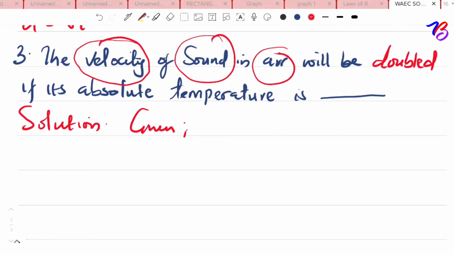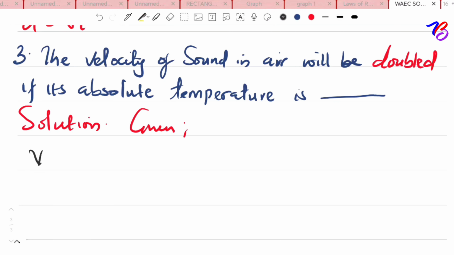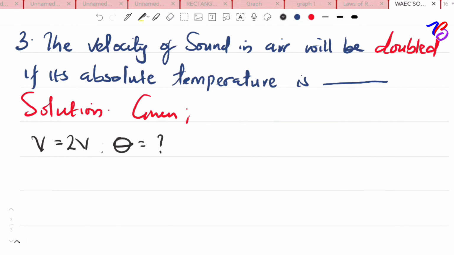Velocity of sound in air will be doubled, but you need to know the initial velocity, which is V. Since it's doubled, you will now say that we have 2V. Is that clear? Then recall that the absolute temperature is given to be theta, and the final temperature is unknown. Are we here? Recall that V is the change in V, and we also have the change in theta, delta theta.